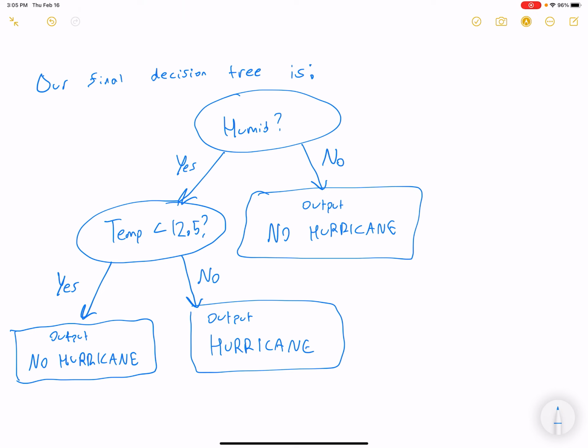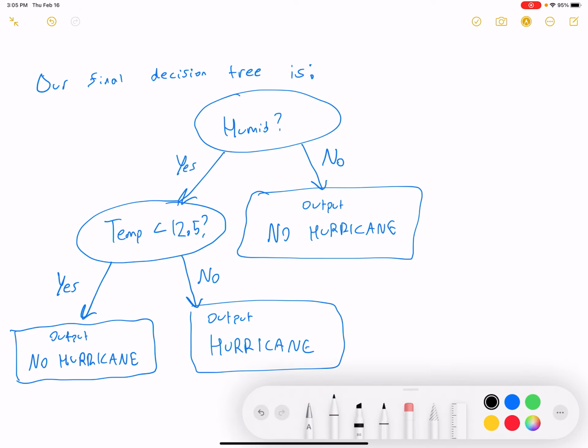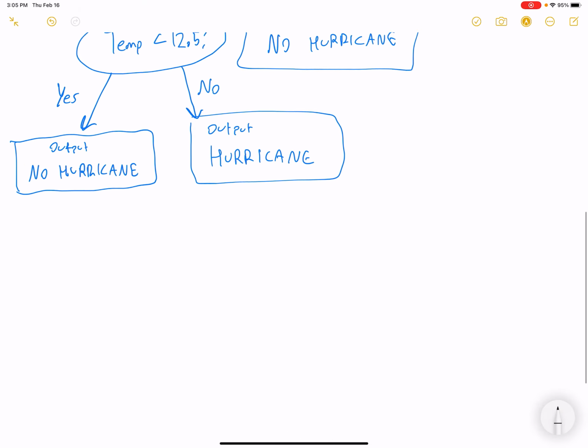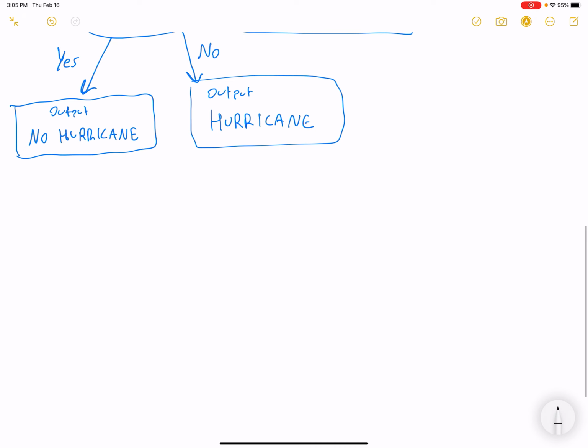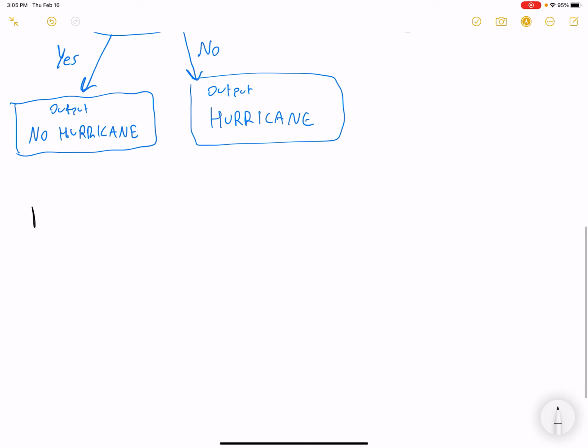Any questions on construction of a classification decision tree? Okay. So one cool thing about decision trees is that they can learn complex nonlinear separating boundaries. And it's kind of intuitive to see why, but let's draw it out.